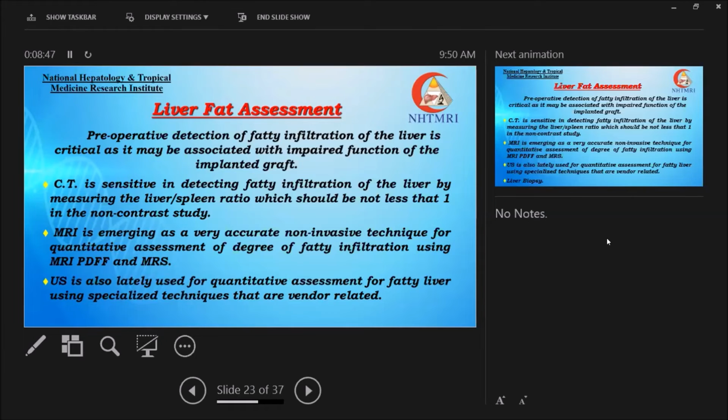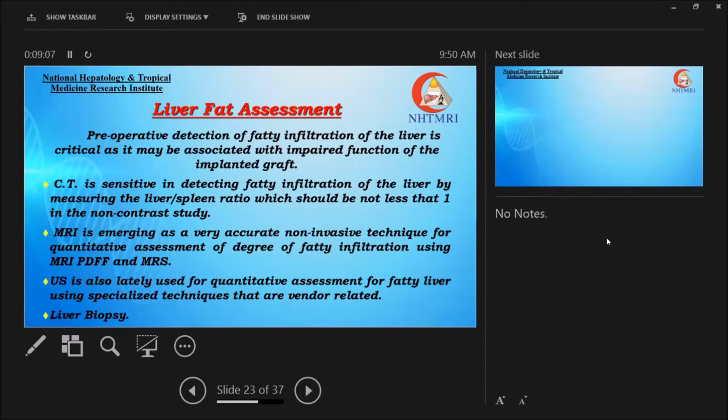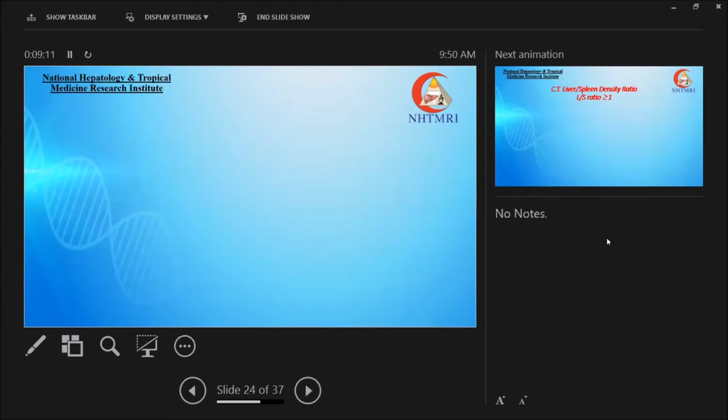Ultrasound is also lately used for quantitative assessment of fatty liver using specialized techniques that are vendor related, meaning the companies name the technique. I did not want to mention them so as not to be vendor biased, but each company has its name for assessing the fatty infiltration quantification, not qualification. But now we are pushing hard, and also of course the liver biopsy, which is the standard technique.